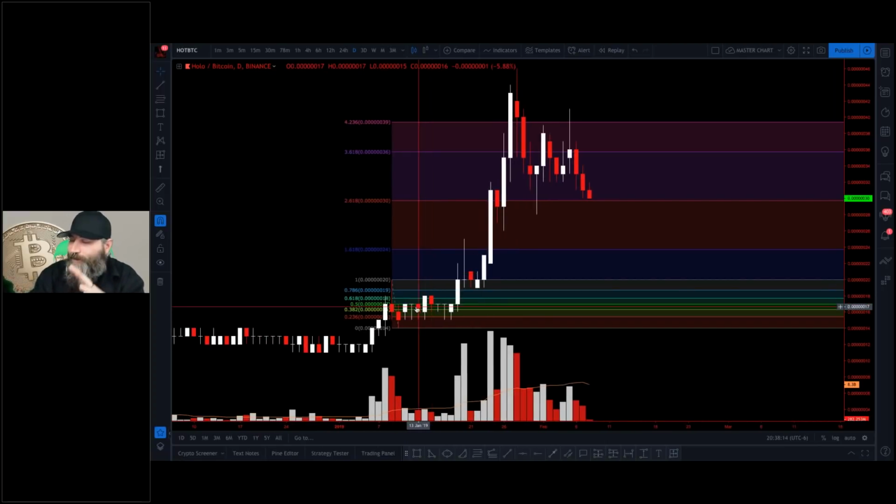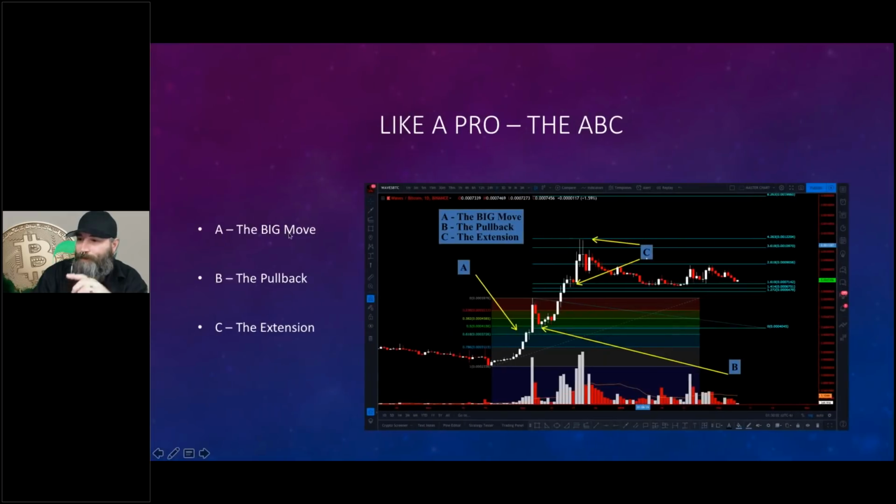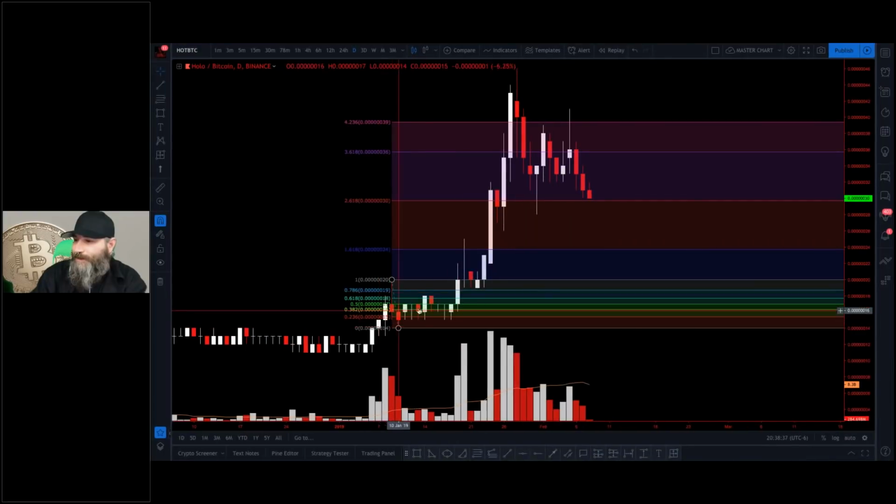But this is a perfect textbook example of how you could have traded this breakout from accumulation using the Fibonacci retracement, using it for the ABC, using it for the big move, the pullback, right, and the extension. It gets you into these zones here where you can comfortably set these target zones.